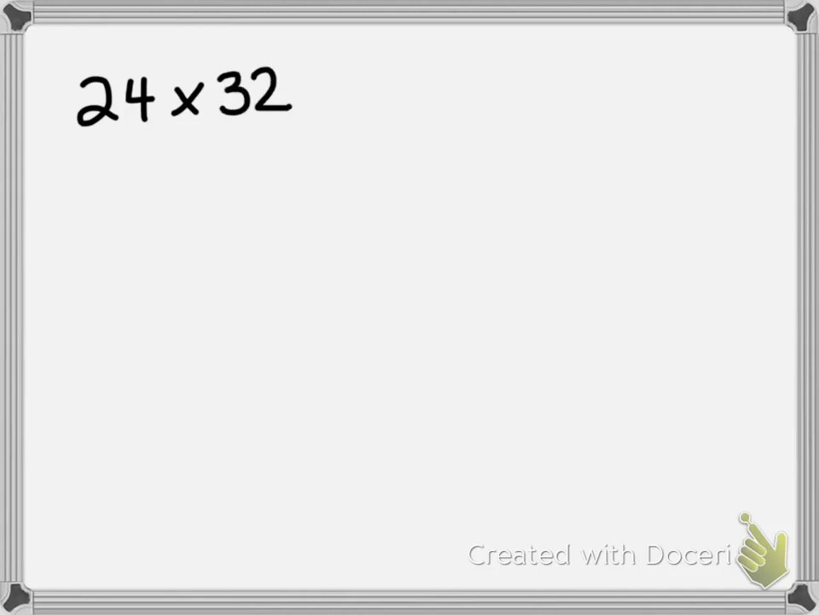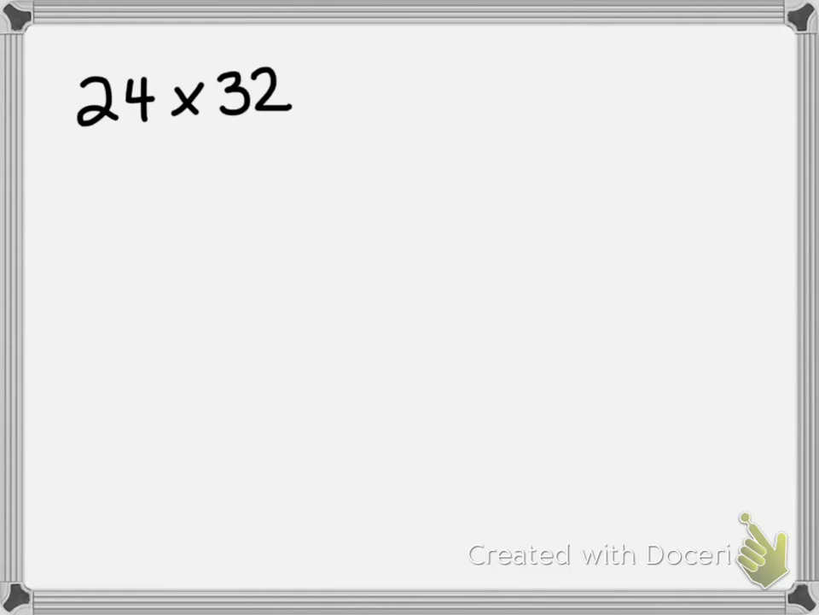Alright, so our kids in class have been used to looking at 24 in expanded form, which is 20 plus 4, and then 32 is 30 plus 2. It's important that we understand expanded form when we're working on problems using the area model, which is what we're going to be doing. So if I'm taking 24 times 32, I'm taking that understanding that 24 is 20 plus 4, and 32 is 30 plus 2, and I'm multiplying.